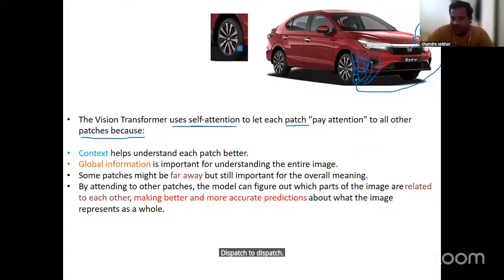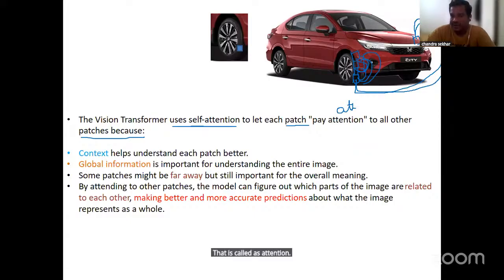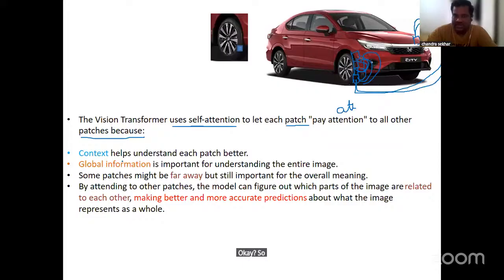That means if I want to understand this patch, how much importance I need to give to this patch. Okay, that means is this helpful to me? This patch is helpful to me to understand this patch. That is called attention: where I need to pay attention, which part I need to pay attention to.